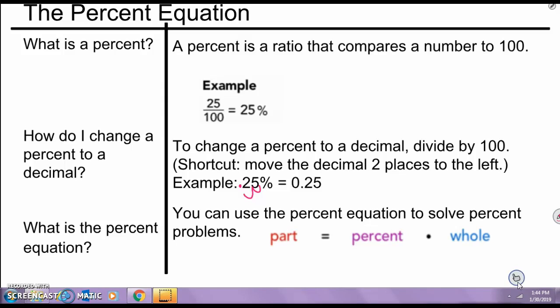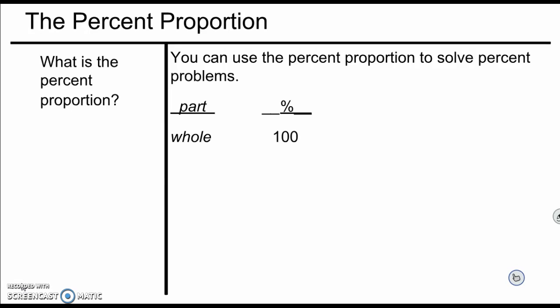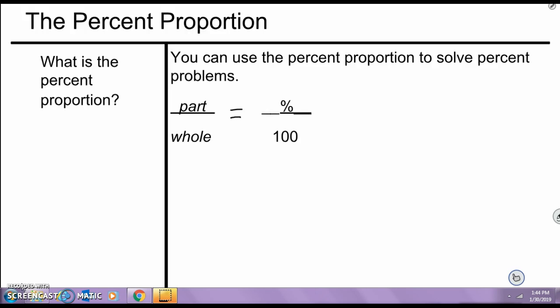We can use an equation to solve percent problems. The percent equation is part equals percent times whole. Now let's look at the percent proportion. You can use the percent proportion to solve percent problems. Our percent proportion is part over whole equals percent over 100. Make sure you copy down the percent proportion in your notes.